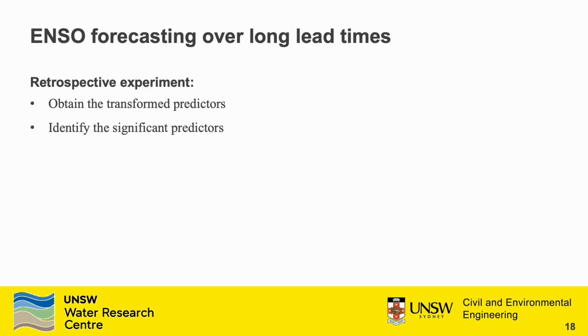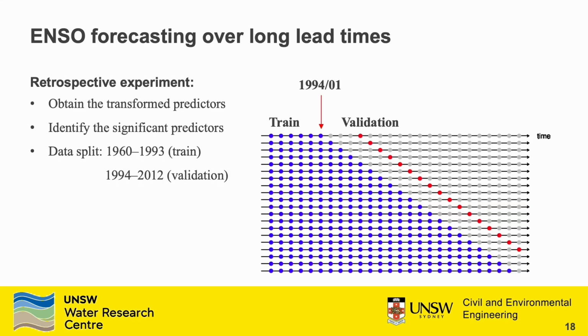First, we obtain transformed predictors using variance transformation. Second, identify the significant predictors. For stepwise variance transformation, these two steps are done simultaneously. Last, we split data into 2 parts, first half for training and the second half for testing. Start from January 1994. We predict the next 24 months NINO 3.4 index every month.